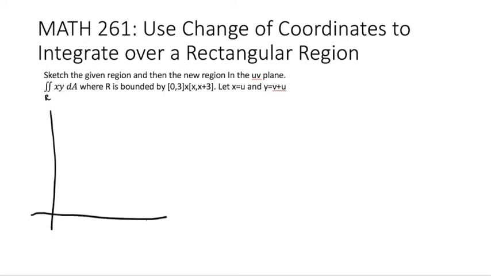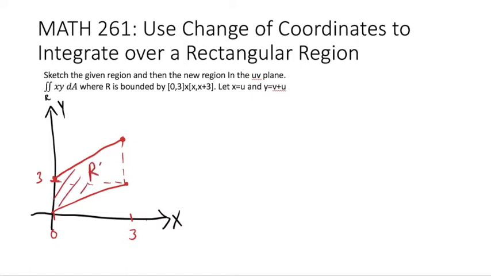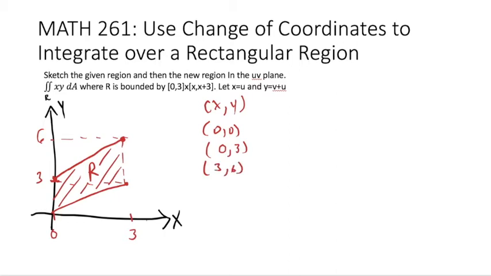So let's start by drawing the region in the xy plane. In the xy plane, it's going to go from 0 to 3 in the x. And in the y, it's going to go from y equals x, so that means it's going to go to 3 here. And it's going to start at 3, the next bound, and go up to 6. So now, here's our region. Let's mark the corners of this region. The corners are 0, 0, 0, 3, 3, 6, and 3, 3.